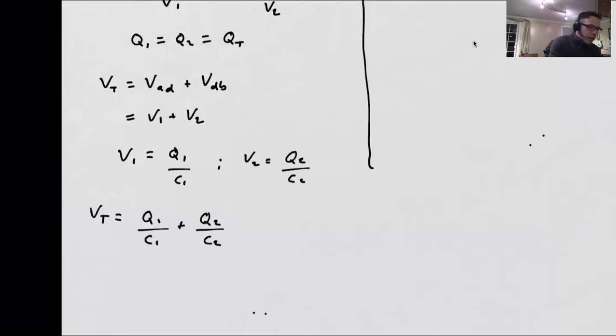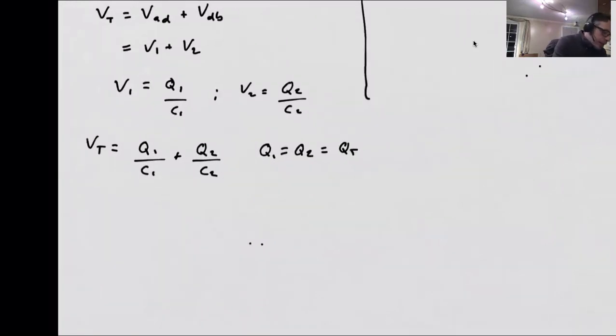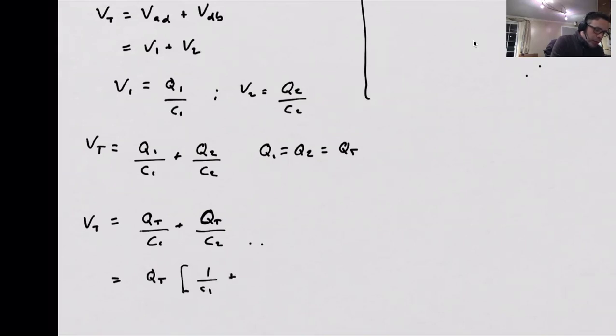But remember the fact that we said that Q1 was equal to Q2, which is the same as Q total. So let's make that replacement right now. That means that V total is also known as Q total over C1 plus Q total over C2, which another way of saying that is I can factor out the Q total and I get 1 over C1 plus 1 over C2. And we see something happening here. This is starting to look very familiar to how we did it with resistors.